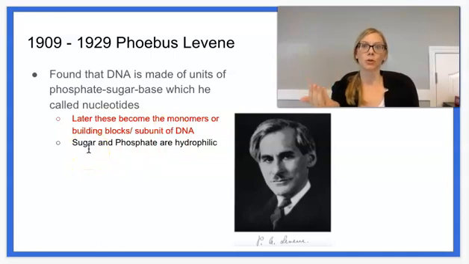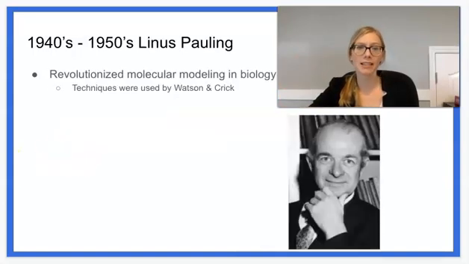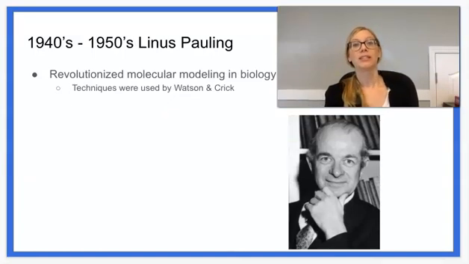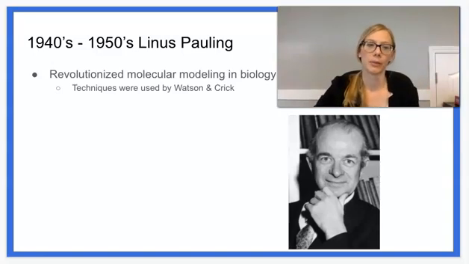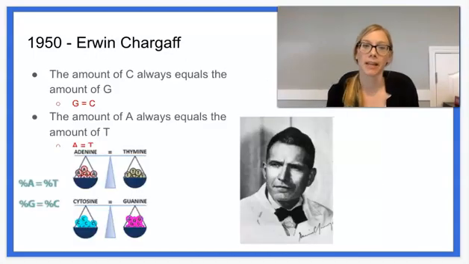So now when we think about the structure of DNA, we want hydrophilic, those sugar phosphate bonds on the outside in watery like substances make sense with those bases on the inside, more protected. Linus Pauling, he's actually from Portland, Oregon, and he uses techniques to basically make it so we can visualize and better understand molecular biology. And his techniques get used later on by Watson and Crick to really help us understand DNA better.